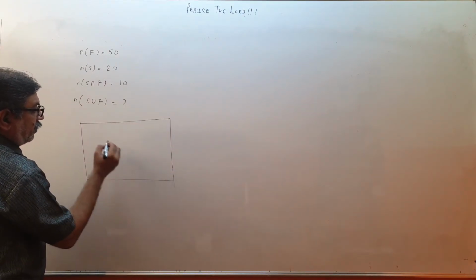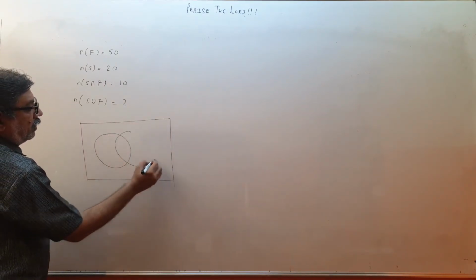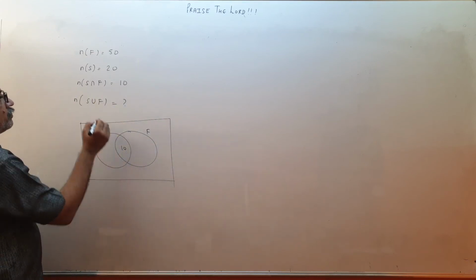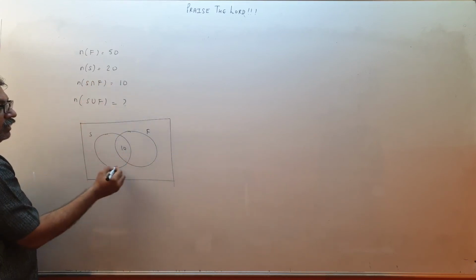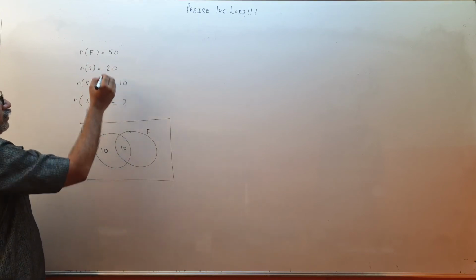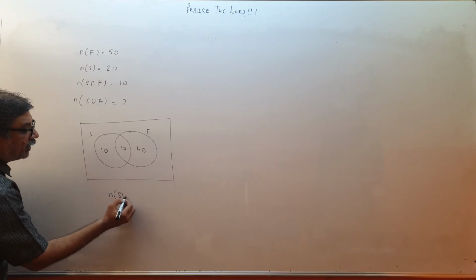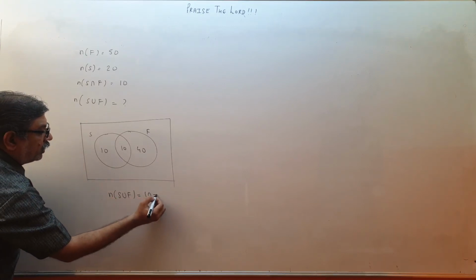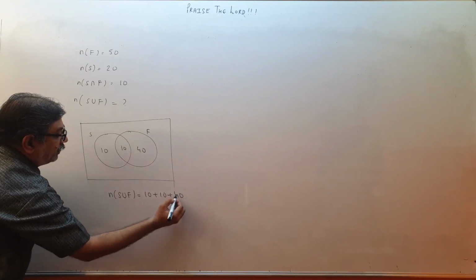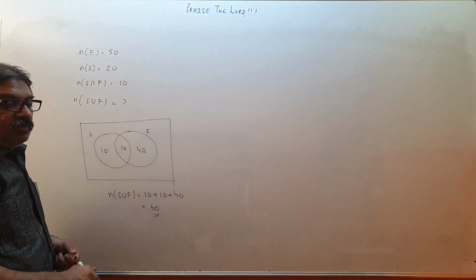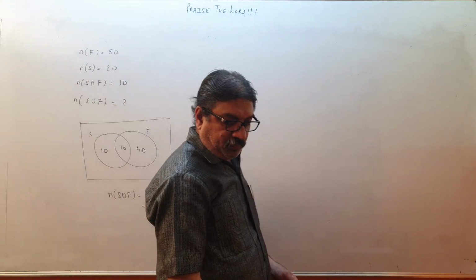S and F. Intersection is 10. As there are 20 people, so 10 will be over here. Friends, 50 people, so 40 people over here. So what will be N of S union F? 10 plus 40 plus 10, that is how much? 60. 60 people are there who speak at least one language.